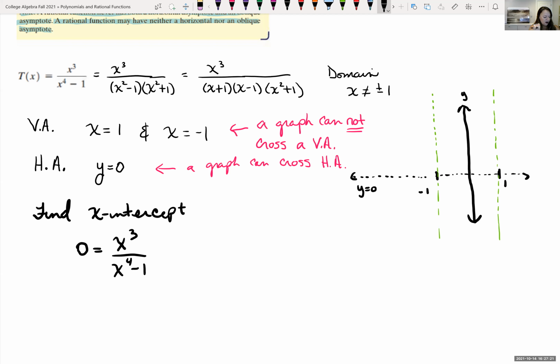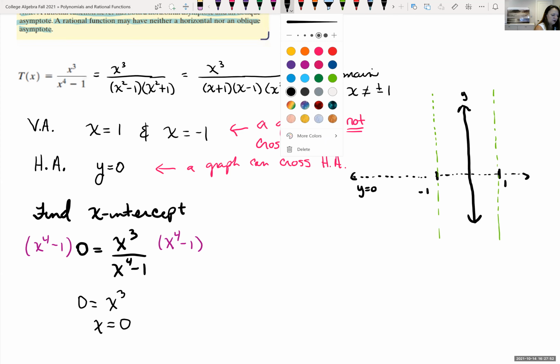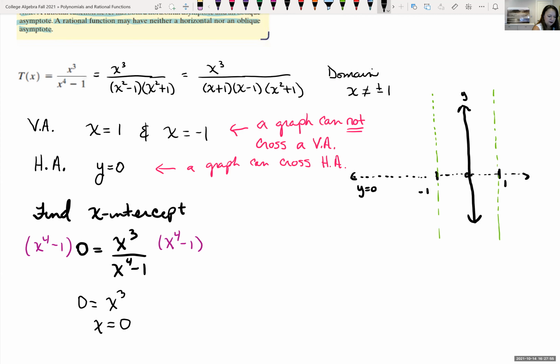Really, technically, all we have to worry about is when that numerator equals 0. Because we could cancel out our denominator, since this is an equation, by multiplying both sides by x to the 4th minus 1. And so that would just leave us with 0 equals our numerator x cubed. Well, I could take the cube root of both sides, but the cube root of 0 is 0. So I know x is 0. So we know that we're crossing this x-axis right here. We're touching it.